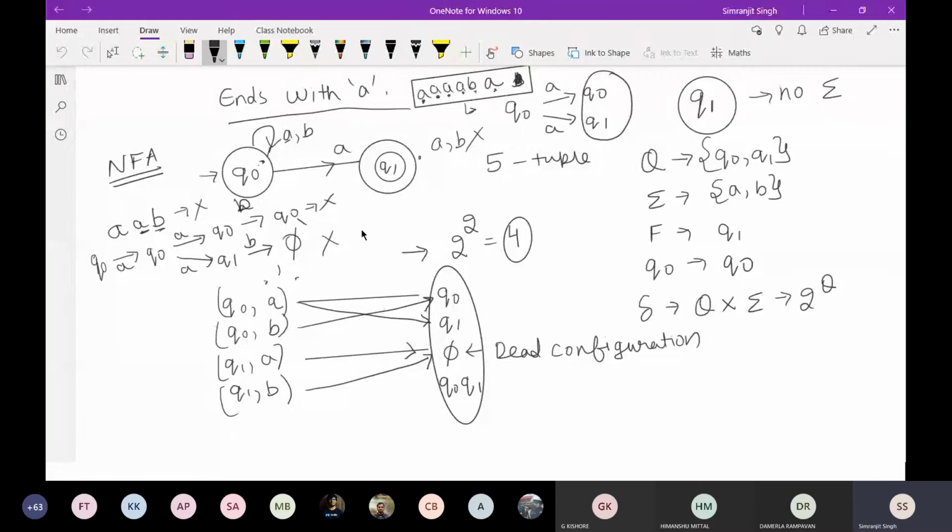Now the definition was: if the string does not reach the final state, then the language is not accepted. If the string reaches the final state, the string is accepted in case of DFA. Now here the definition is different. If you land in the final state, the definition is the same here: the string will be accepted and it is in the language. But if you do not land in the final state, or if you land in a dead configuration, the string is again not accepted.